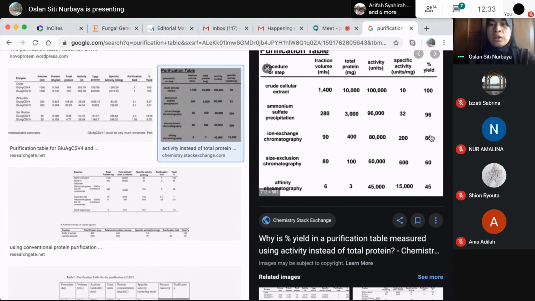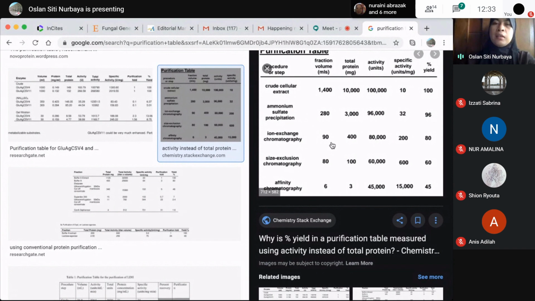So for the next step, maybe there are still impurities there. How do you know there are still impurities or not? Because starting from here to here, you run the gel. From the crude, ammonium sulfate and ion exchange, you run the gel again for the sake of checking is there any extra bands there or not. That's why you want to check.